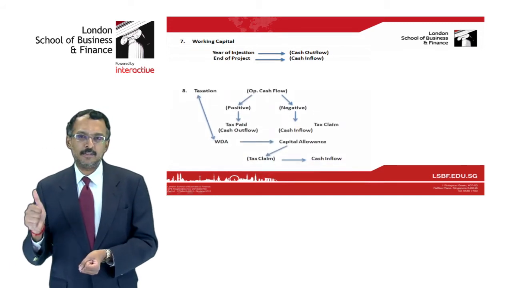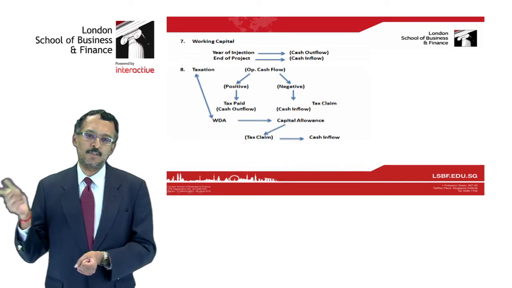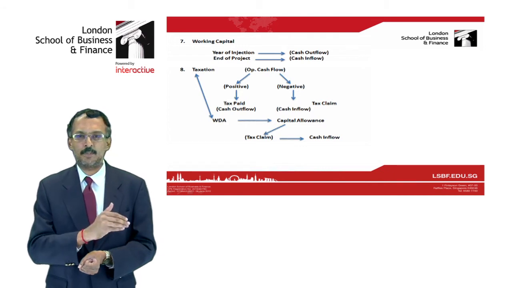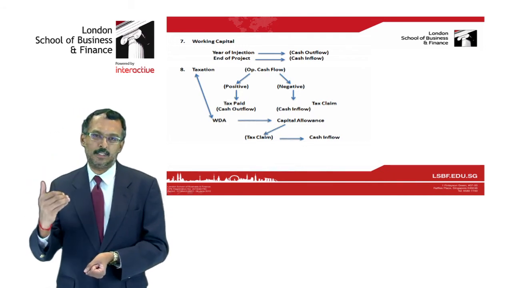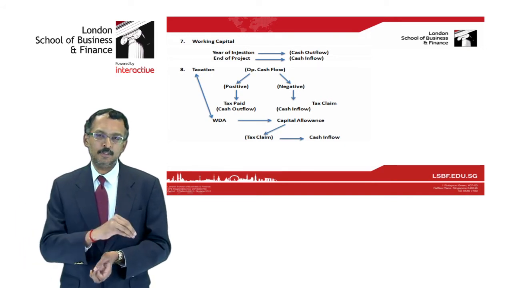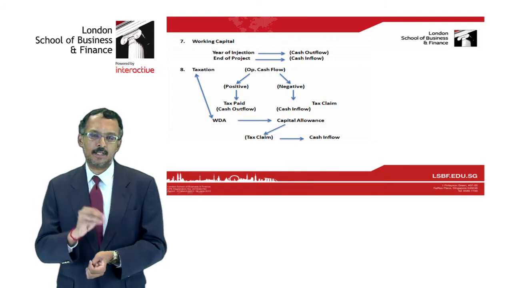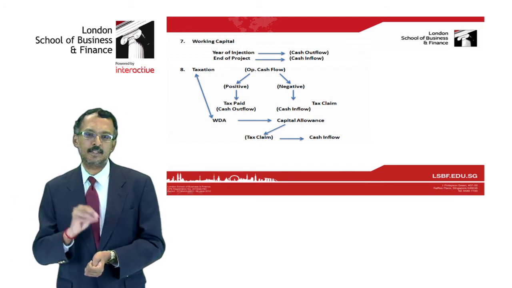Tax on the project is always decided by looking at the operating cash flow. If your operating cash flow is positive, then the tax becomes a cash outflow. But if your operating cash flow is negative, tax becomes a cash inflow. Also, you have WDA or writing down allowance tax claim. Tax claims are always a cash inflow in the subject, please.